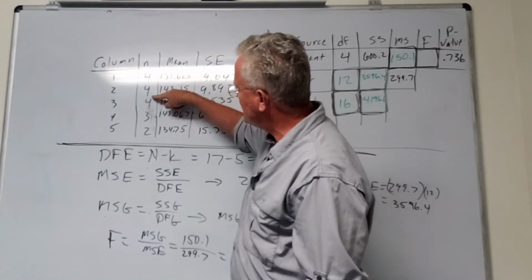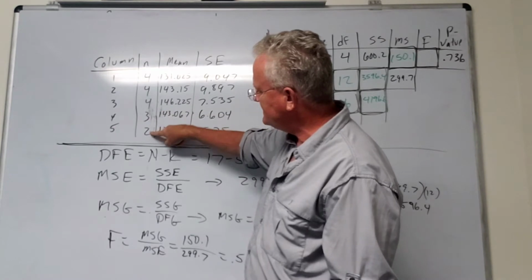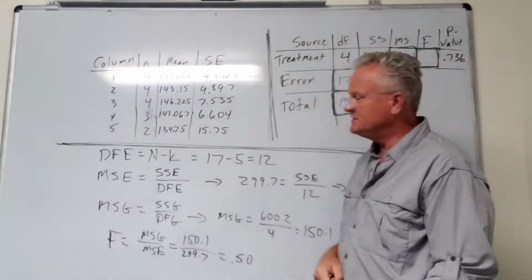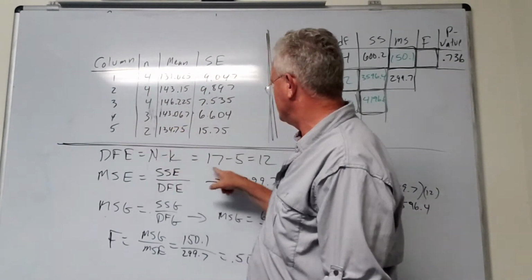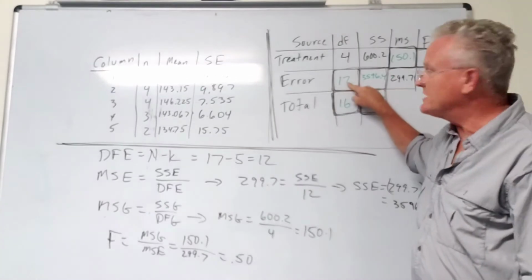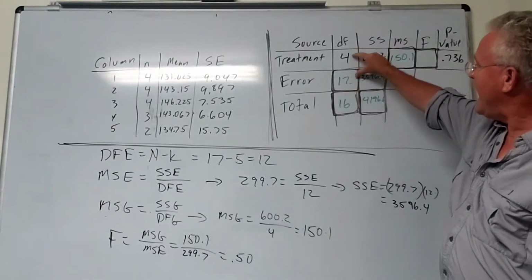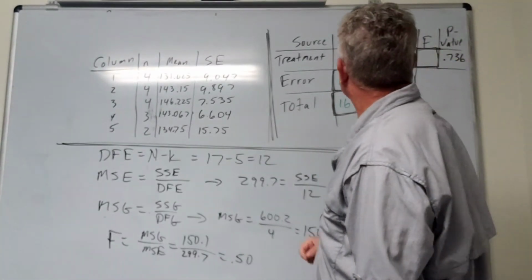So if I add these up, 12, 13, 14, 15, 16, 17, capital N is 17. K is the number of groups. We have 5 groups, and 17 minus 5 is 12. So that's how we got 12. Add these two together, that's how we get 16. So we plug that in here.